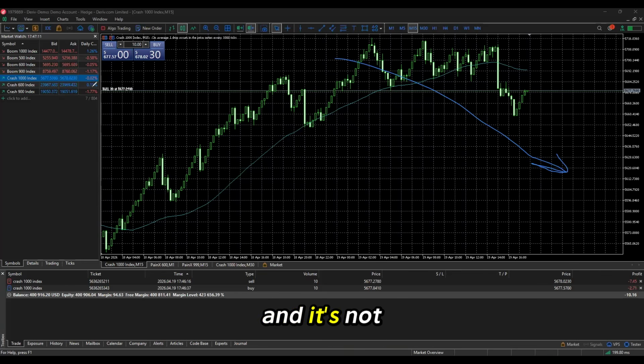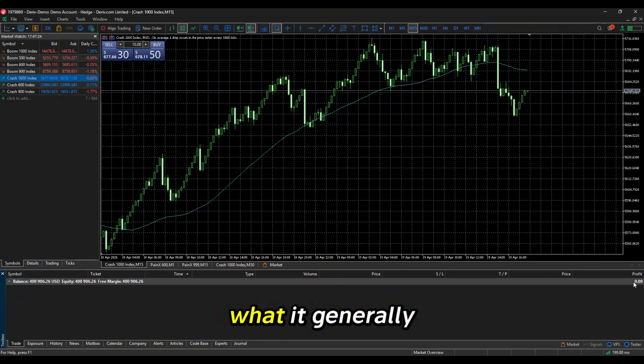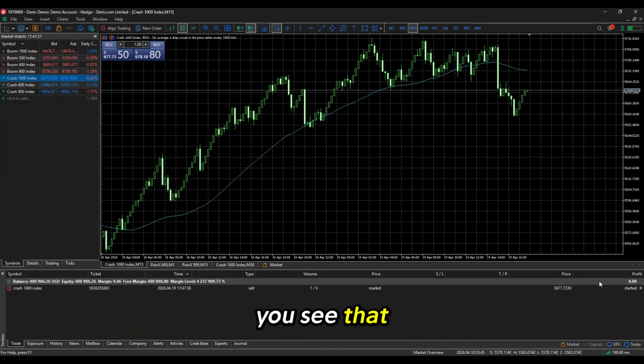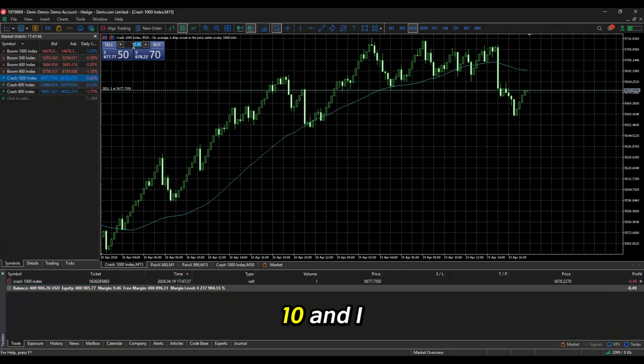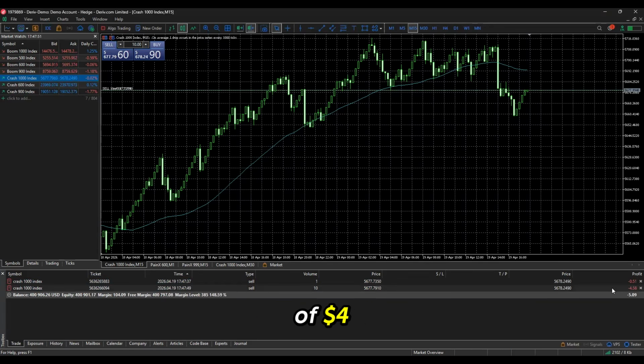And it's not everywhere where you come and you press buy. We have to understand that we have things that we call a lot size. A lot size, what it generally does is it controls how much you risk per trade. So let's say here I've put 1 as my lot size and I press sell. You see that I started in a loss of 0.46 cents, right? But if I put a lot size of 10 and I press sell, you can see that I started in a loss of $4.